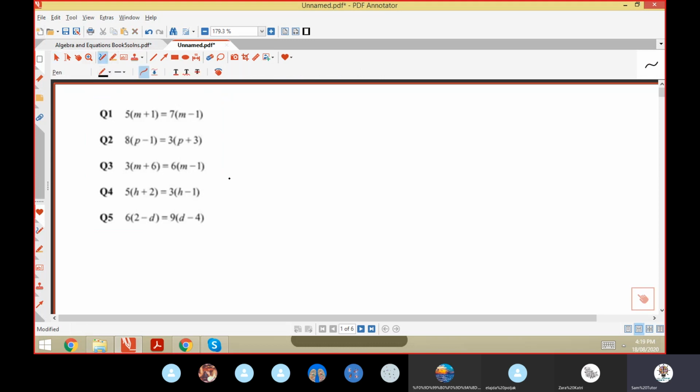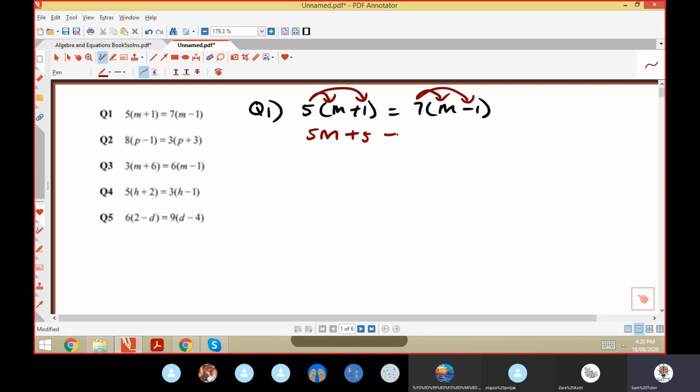Question 1. 5 bracket m plus 1 equals 7 bracket m minus 1. Okay, my first line, I expand my brackets. So 5 times m, 5m, plus 5 times 1, 5, equals 7 times m, 7m, 7 times negative 1, negative 7. And look how everything's in line.